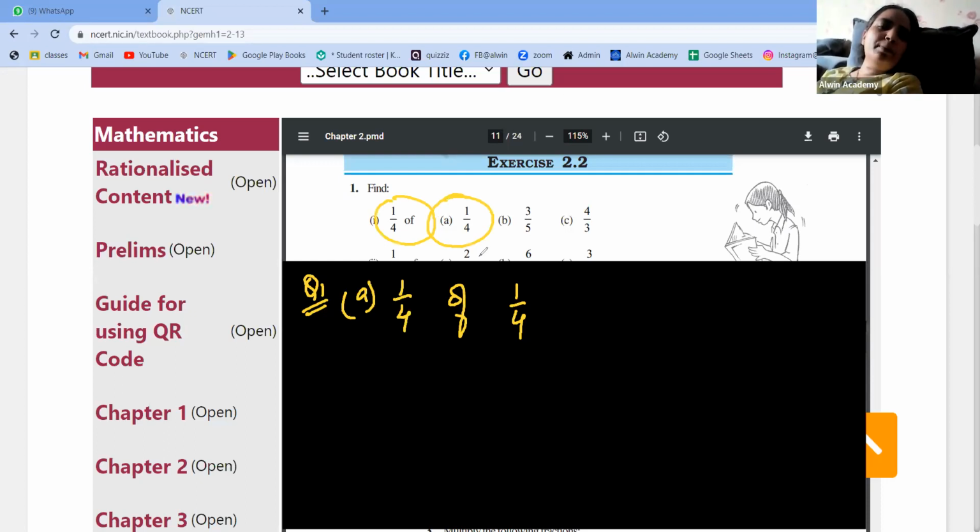I have told you people that "of" means multiplication, right? So 1 by 4 of 1 by 4 means 1 by 4 multiplied by 1 by 4. So what is the final answer?